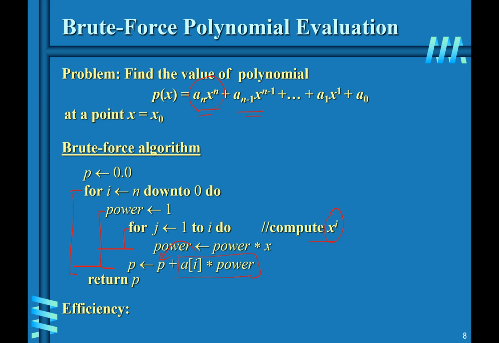And for the time efficiency in this case, even though we do not have an if statement, if you count it, i goes from 0 to n, and j goes from 1 through i, and you count 1 each time. And you will see this is equal to n squared.